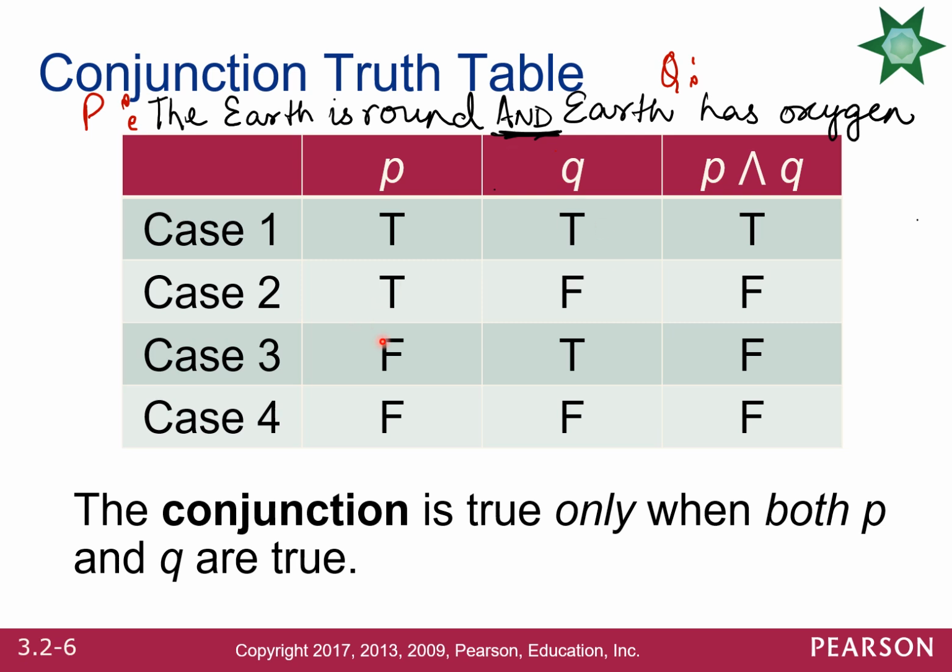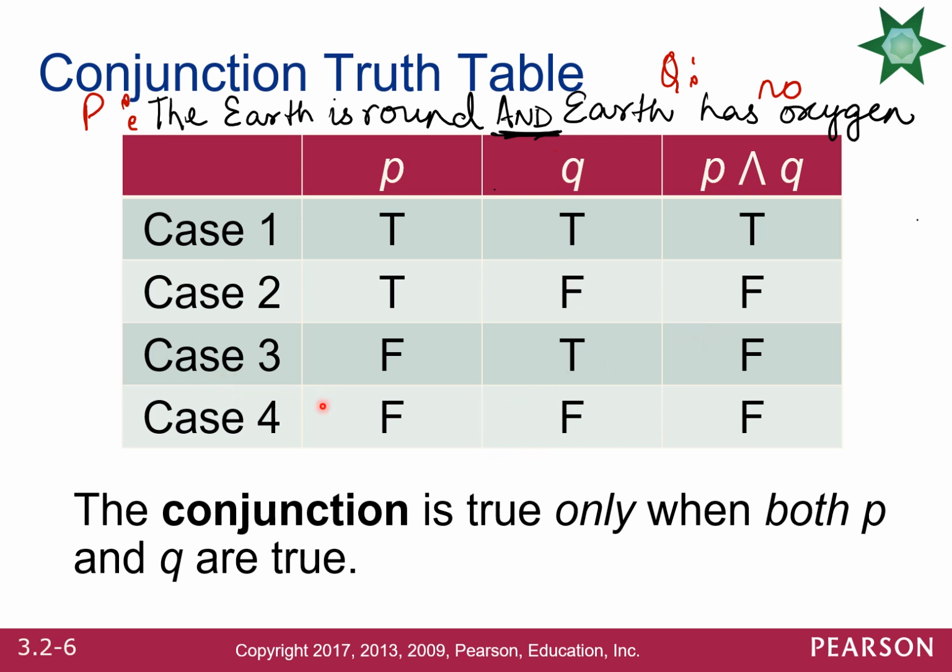What would happen if the second one was false? So I would keep this as the earth is round and say earth does not have oxygen. So let's change this and write earth has no oxygen. I'm going to negate Q. All right. So earth is round and earth has no oxygen. The first statement is true, but the second statement is false. Correct? The earth does have oxygen. So this second part of the statement is false. So true and false makes this entire compound statement false. Correct?